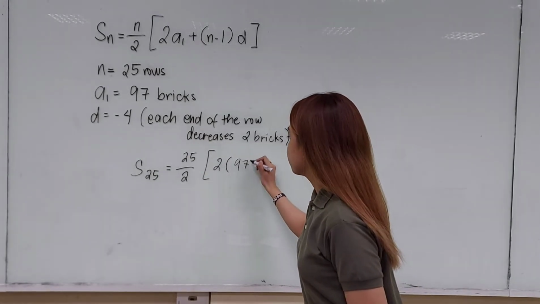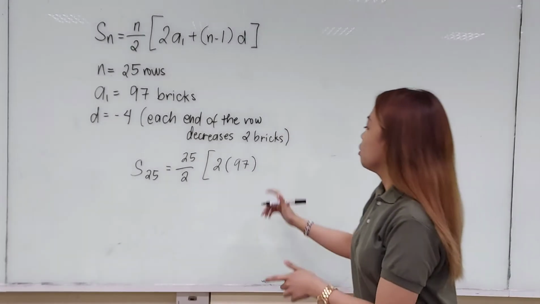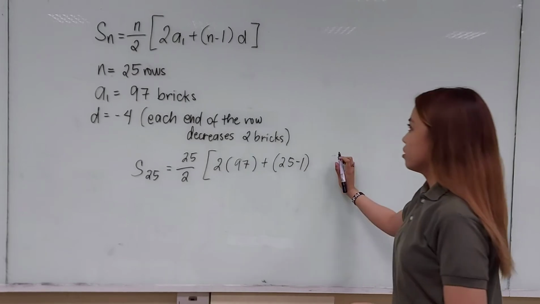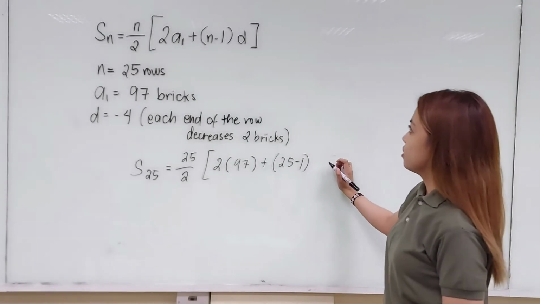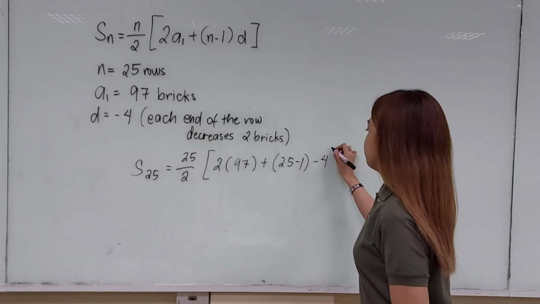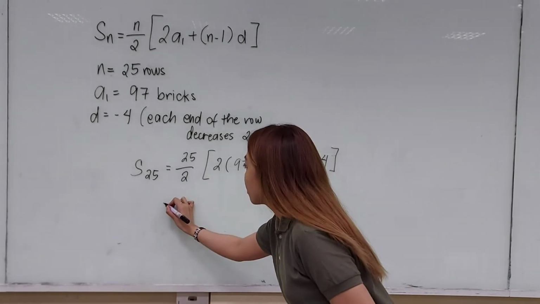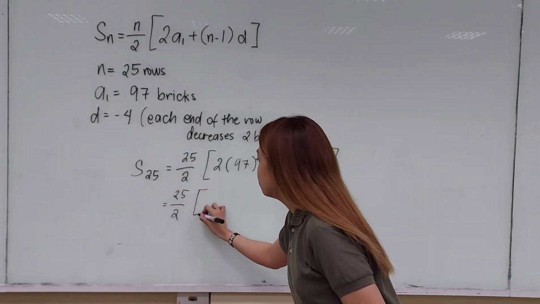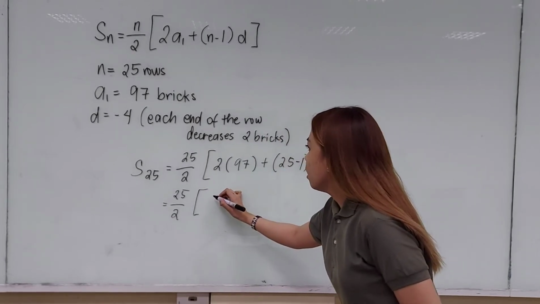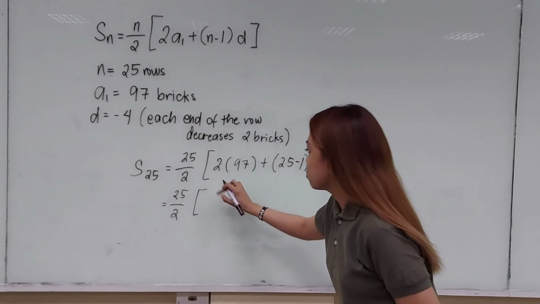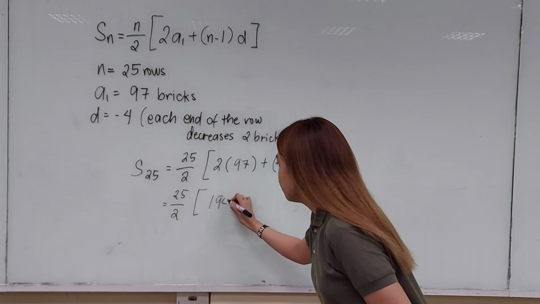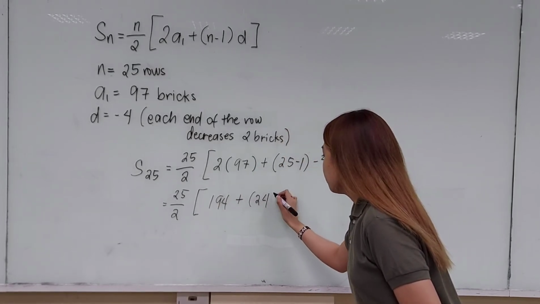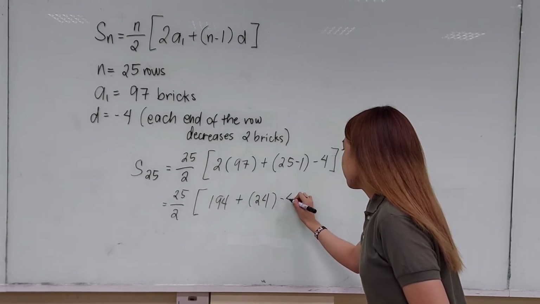plus 25 minus 1, then the common difference is -4. Okay, 25 over 2 times 97 times 2 is 194 plus 24 times -4.